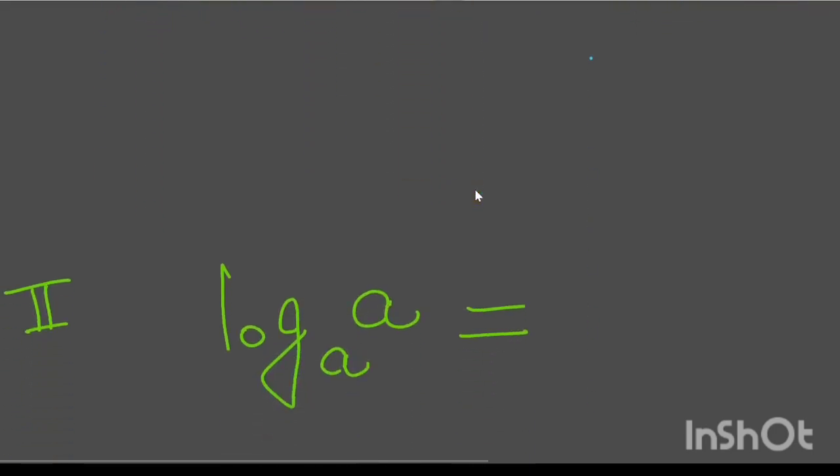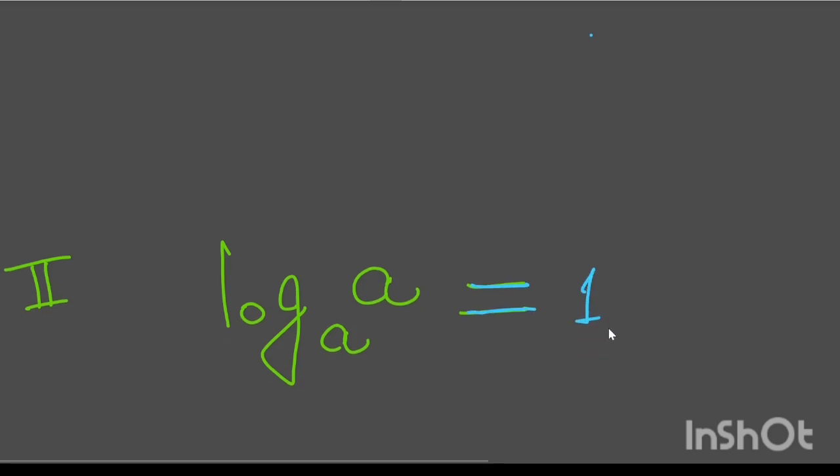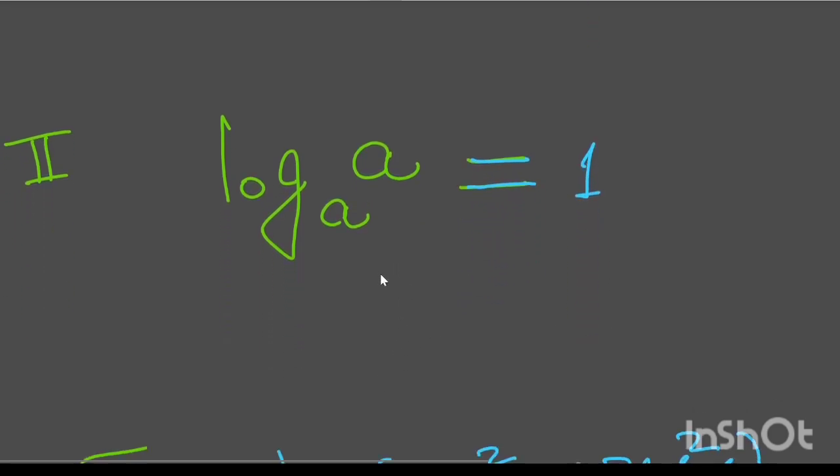Again, the property related to when both argument and base are the same. So guys, log a base a is equal to 1. It can be verified easily by converting from logarithmic to exponential form, a to the power 1 equals a, which is true. So this is an identity: log a base a is equal to 1, guys.